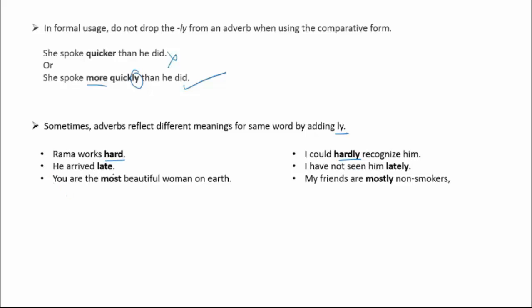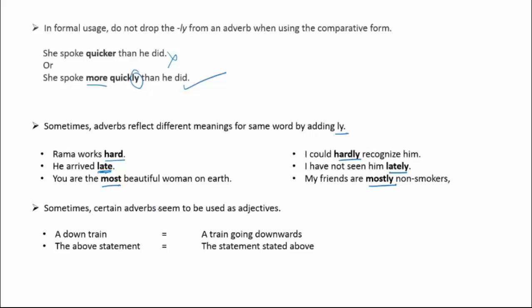He arrived late. Late means time was late. I have not seen him lately. Here lately means since a long time. You are the most beautiful woman on earth. Most means the extreme most. My friends are mostly non-smokers. Mostly over here means most of them. So some adverbs change their meanings to a great level when you add ly. So you have to be very cautious while adding ly and using them in sentences.